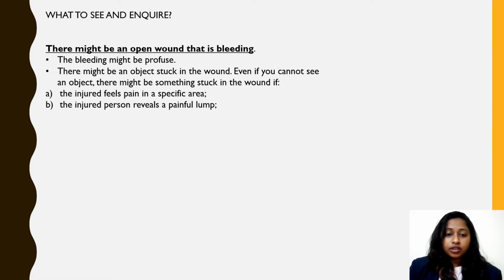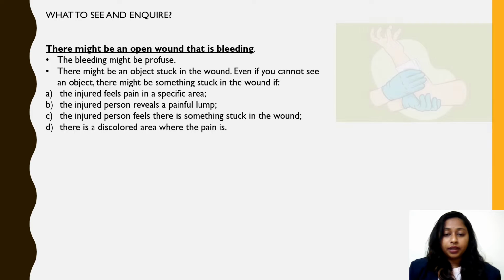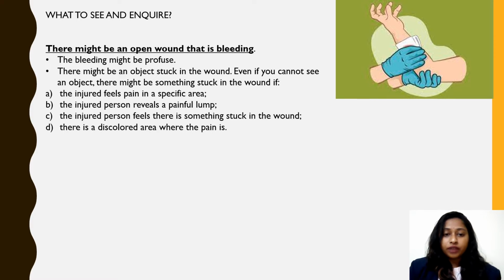If the injured person reveals a painful lump, a kind of bump, and it is painful, then you can suspect that there is something inside the wound. And the third one, if the person himself feels that something is stuck inside the wound, then we need to be very sure and careful with that wound. The fourth, whether we find any discoloration in the area where the pain is. This is how we find out whether any object is stuck inside the wound or not.